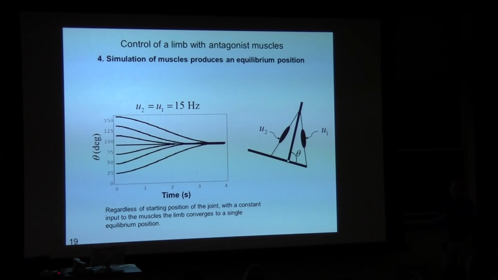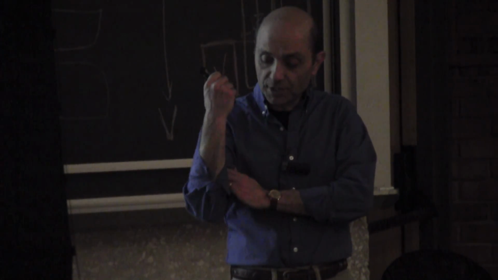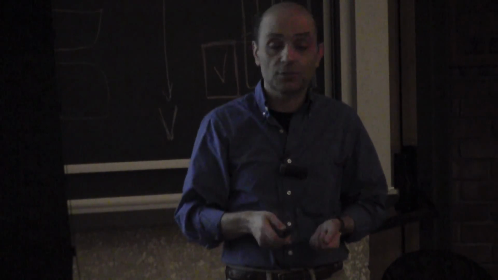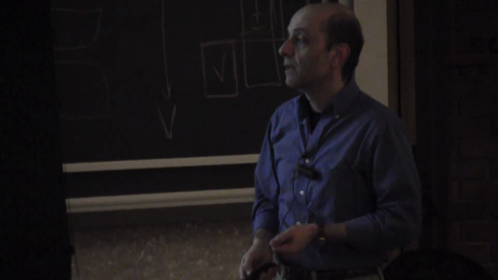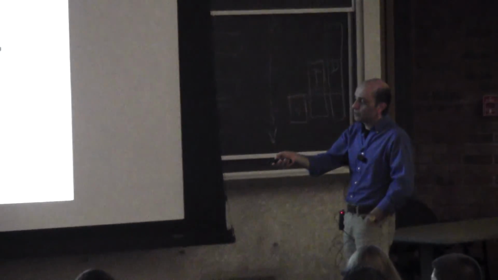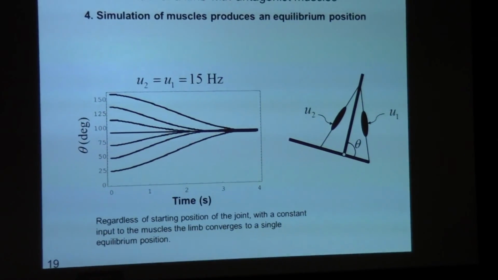It's like two springs. These two springs will generate identical forces, and so they cancel each other, but only at one location. If the arm starts here, it'll move to here. If the arm starts here, it'll still move to there, because that's the location where the torques will cancel. That's what gives you this posture. Regardless of the starting position, with a constant input to the muscles, the limb converges to a single equilibrium position.